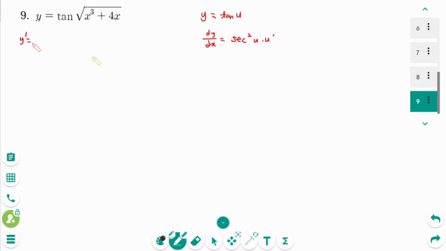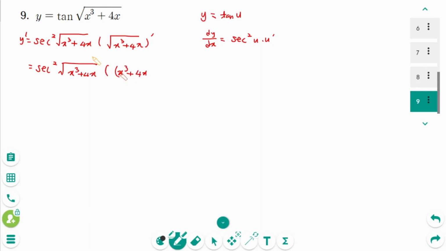Then y prime equals secant squared u, that is secant squared square root of x cubed plus 4x, times the square root of x cubed plus 4x prime. Then we can rewrite as secant squared square root of x cubed plus 4x times x cubed plus 4x to the power of 1 over 2 prime equals secant squared square root of x cubed plus 4x times.